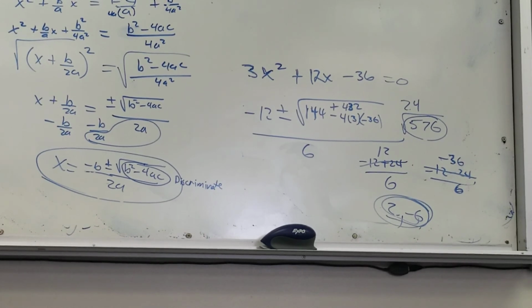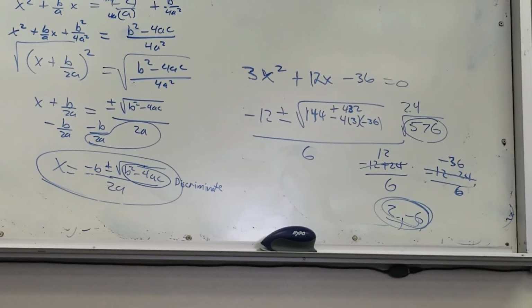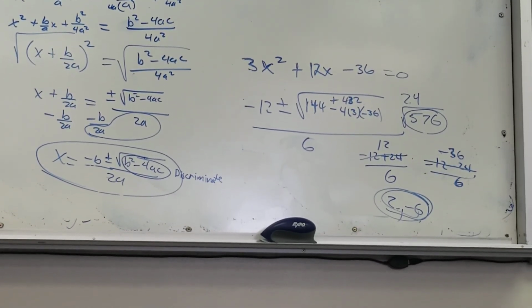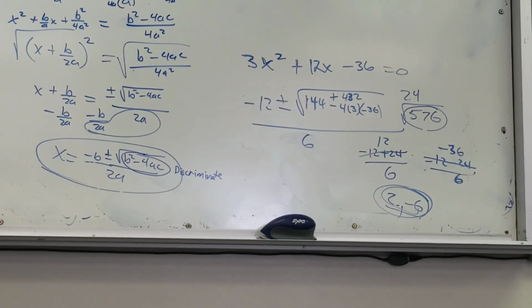And the quadratic formula gave us those two answers. Would it have factored to give us the same two answers? Yes. And I know it's factorable because the discriminant was a perfect square.